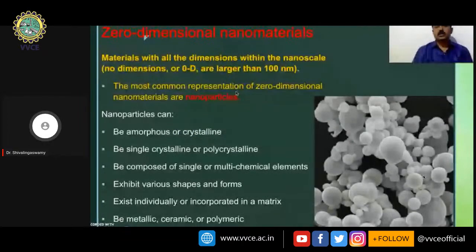Then they can be called crystalline nanocrystals. They could be single crystalline, polycrystalline, and they can be composed of a single element or made out of many elements. They can exhibit various shapes and forms. They exist individually or maybe incorporated in a matrix, and could be metallic, ceramic, polymeric, any kind. So these are various types of nanoparticles that we come across.